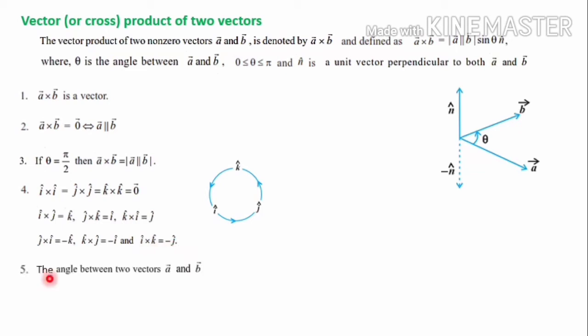Then the next result is the angle between two vectors, vector A and vector B, can be calculated by using the formula sin theta is equal to modulus of vector A cross B divided by modulus of vector A into modulus of vector B. And the next one, A cross B is equal to minus B cross A. That means the cross product is not commutative. When you write the dot product, we have learned that A dot B is equal to B dot A. But here A cross B is equal to minus B cross A.